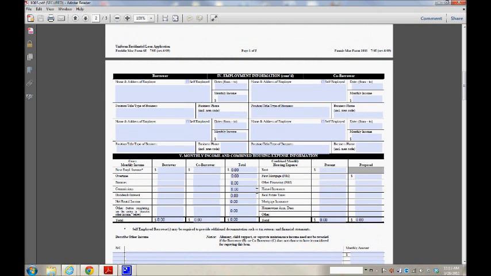Now let's talk about income. This is probably the most misunderstood section and the section with the most problems. Your base employment income is just that. If you have a salary and the only thing you get is salary and there's no bonus and no overtime and no commission, then you need to put your monthly gross income, not your net, in this box.